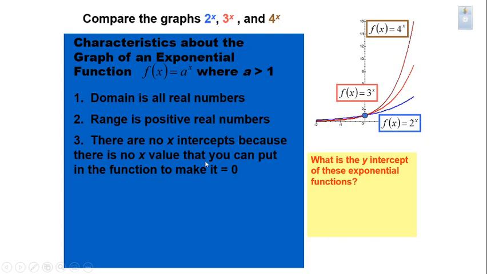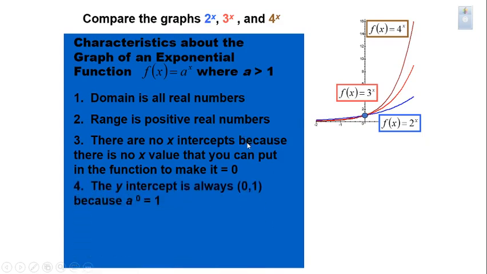0, 1, because 2 to the 0 or 3 to 0 or any non-zero number to the power 0 is 1. So the graph crosses the y-axis at the point 0, 1. These four properties apply to all basic exponential functions as long as the base is bigger than 0. So if you're talking about a basic exponential function with a positive base other than 1, these four properties apply.